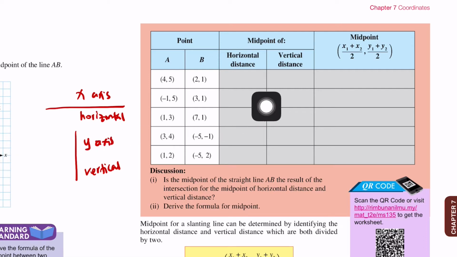So kita tengok horizontal distance. We have 4 until 2. So macam mana kita nak buat? So maksud dia horizontal distance, 4 plus 2 is equals to 6.